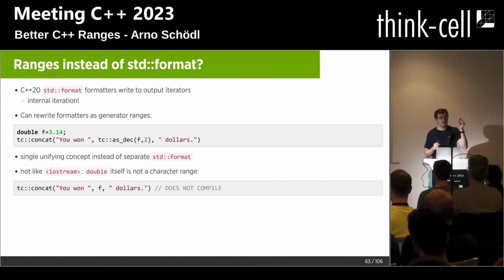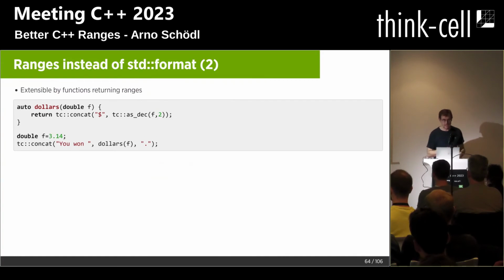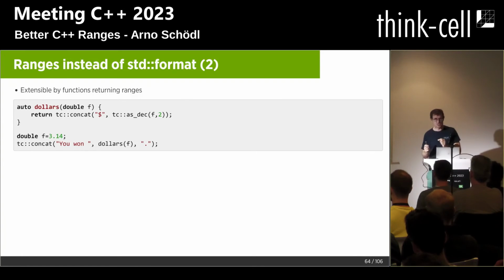It's better to say, here, this is essentially turning whatever I have, whether it's a number or whatever, it doesn't matter, into a string. And this is the range that I'm giving you, and please add that to my string. Now, this is also easily extensible. I mean, in std::format, there are also customization points, and you have to write them in a certain way, and it's all complicated. No, you don't need that. You only need a function that returns a range. And then you just naturally extend the stuff that you want to format.